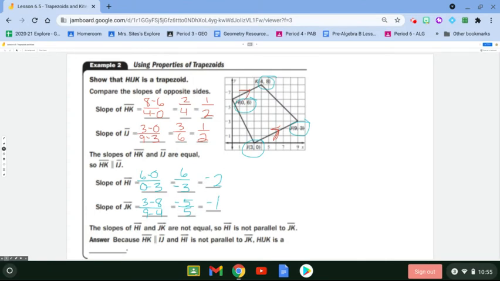So from that assumption and from this coordinate proof, we're basically saying that HI is not parallel to JK. So because of that, we can only make the assumption that this HIJK is only a trapezoid. And by definition, that is correct because we've only got one set of parallel sides.